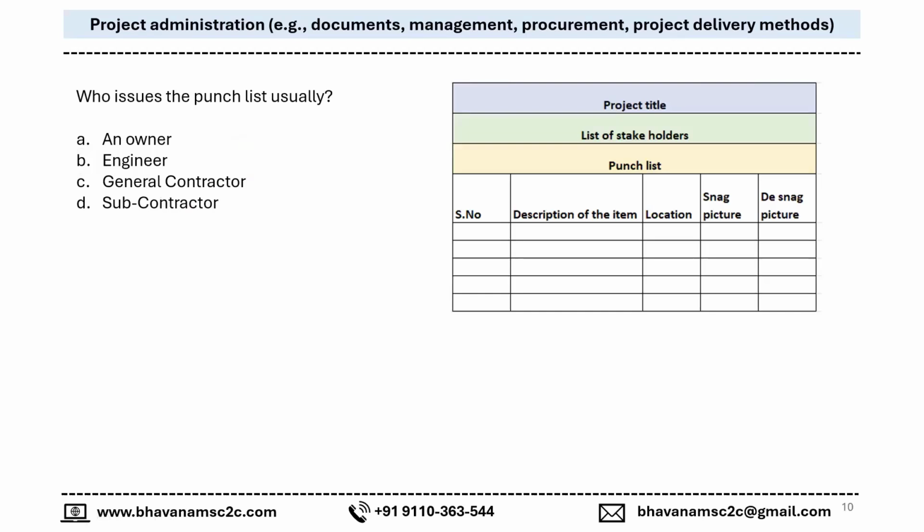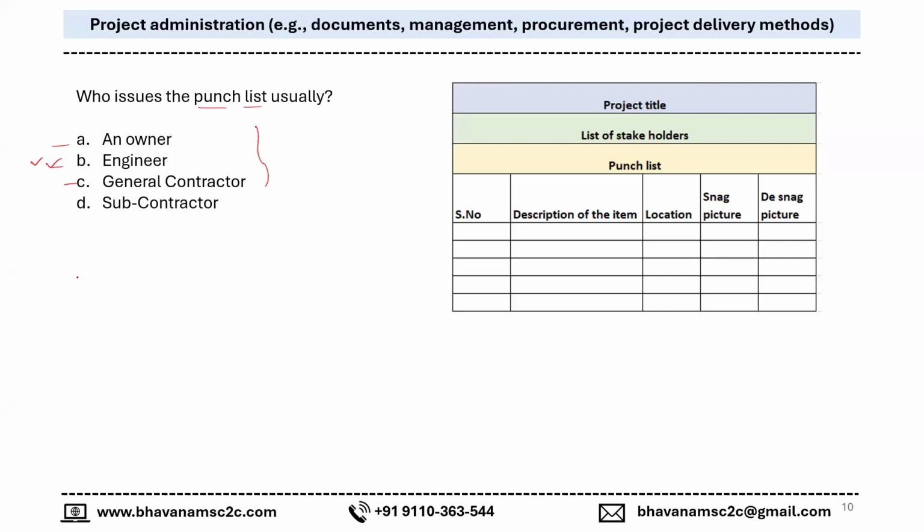Who issues the punch list usually? Owners. Engineer. Okay. Engineer. Let us consider any other answers. Engineer. Okay. General contractor. So we got three options: owner, engineer, and contractor. Any other? Let's discuss one by one.